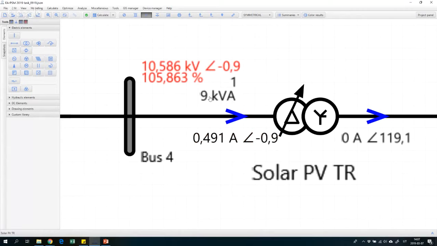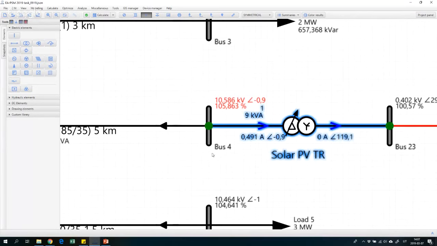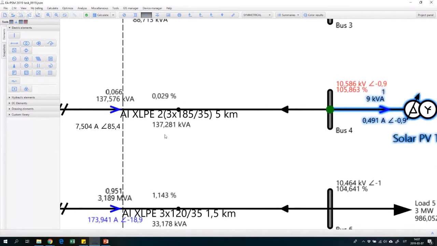And if I put my mouse cursor on the power rating here, I will see that it is 9 kilowatts of active power. Our transformer is consuming this even without any load connected. So this is the transformer no load current, and we can see that it affects our line current as well.